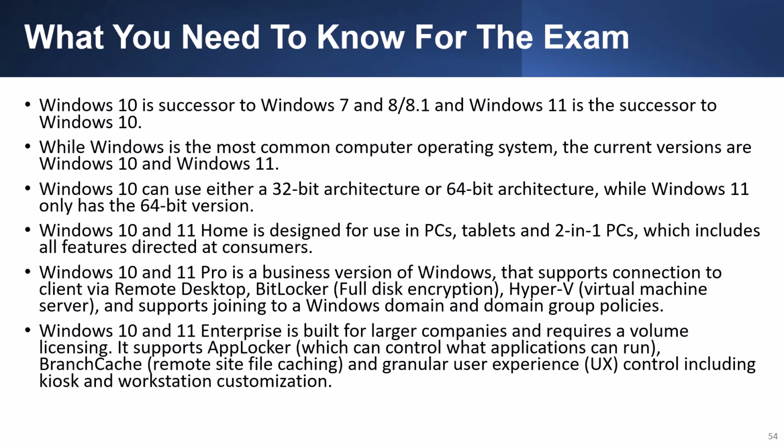Windows 10 and 11 Enterprise is built for larger companies and requires a volume license. It supports AppLocker, which can control what applications can run, Branch Cache, which is remote site file caching, and granular user experience control, including kiosk and workstation customizations.